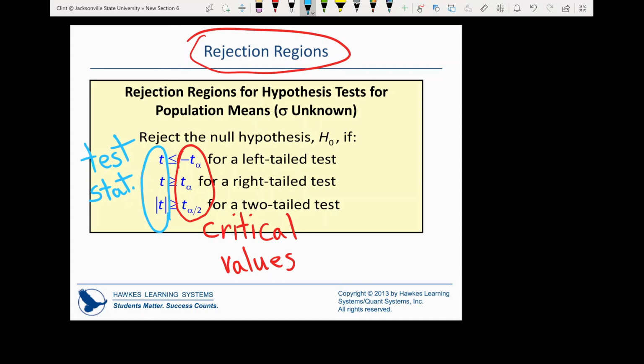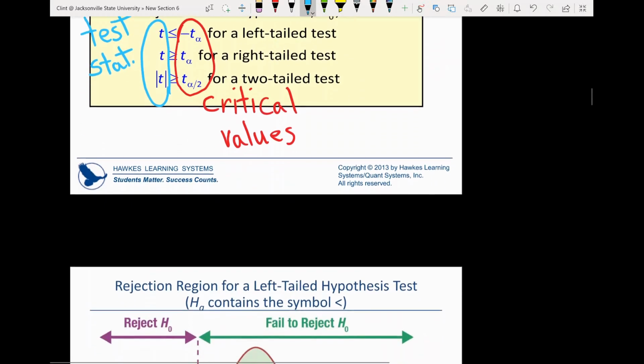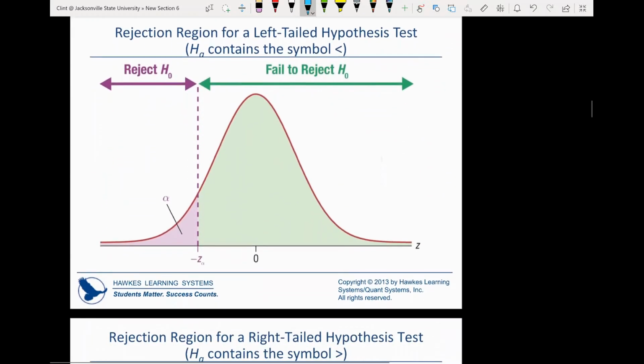Let's look at a picture of each one of these. I think the picture really is more helpful than looking at the rules here, so let's take a look at what these look like. So we're gonna, well, this says z. Okay, let's change this to t. This is negative t sub alpha. Okay. So the idea here is if we're doing a left-tailed test, we're going to find our negative critical t. And then if our test statistic falls anywhere over here to the left, then we reject the null hypothesis. Right? If it falls in the left tail for a left-tailed test. Right? So hopefully that makes sense.